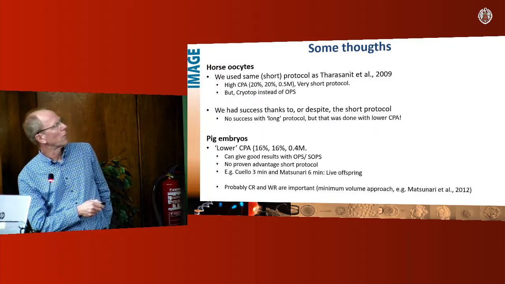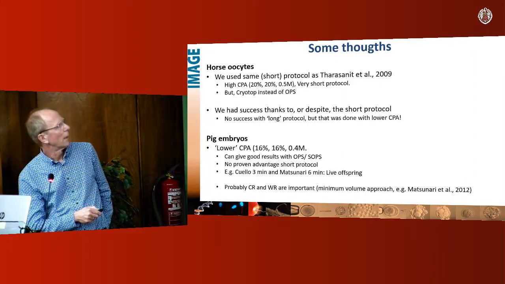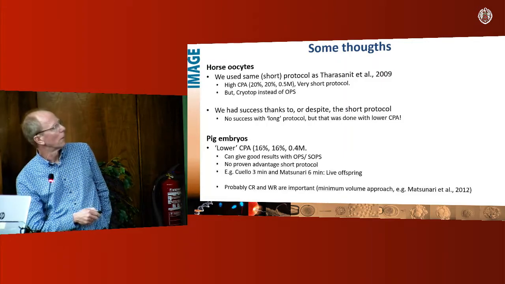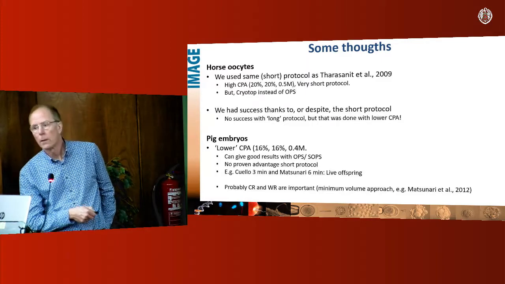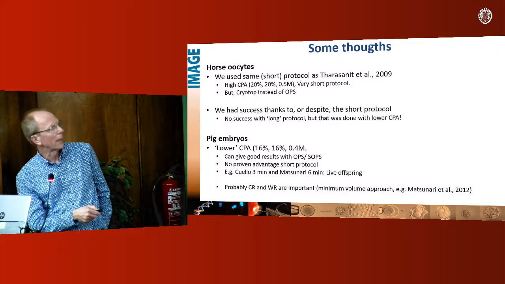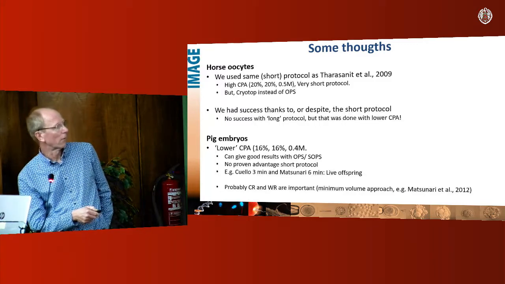And with the pig embryos, we see that they use a relatively low CPA concentration, which can give reasonable or good results with OPS and super fine OPS, open pulled straw. We find now no advantage of the short protocol. And quail in Murcia, they used the 3-minute approach, which gave good results. And the people in Nagashima's group in Japan, they even used 6 minutes incubation with excellent results.